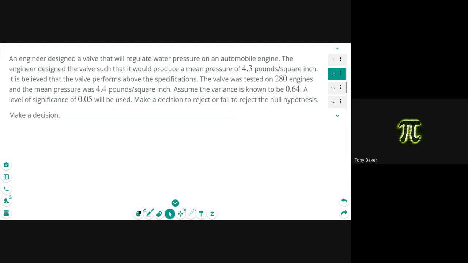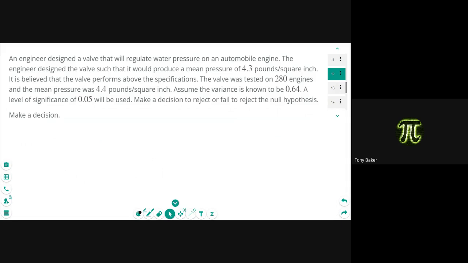All right. An engineer designed a valve to regulate water pressure. The engineer designed the valve such that it would produce a mean pressure of 4.3 pounds per square inch, and it is believed the valve performs above the specification. The valve was tested at 280 engines, and the mean pressure was 4.4 pounds per square inch. Assume the variance is known to be 0.64. A level of significance of 0.05 will be used. Make the decision to reject or fail to reject the null hypothesis.